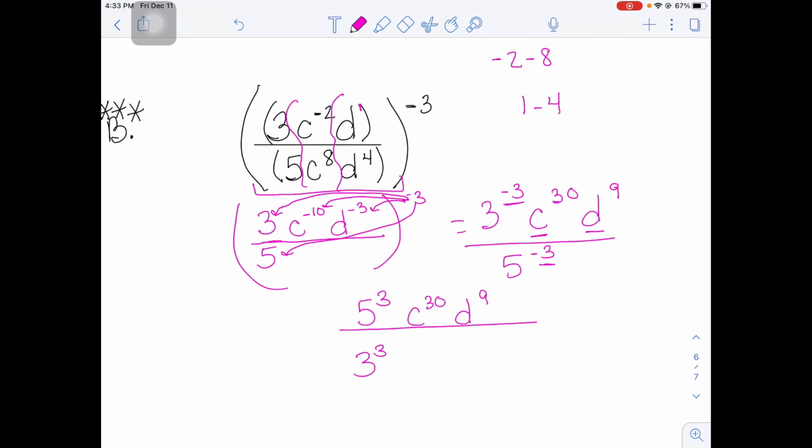Now we would need to simplify further. 5 to the 3rd power is 125. C to the 30 and D to the 9 get to stay, and 3 to the 3rd power is 27. Now, if these numbers could be reduced down further, either by fraction form or by just to an integer, then you would do so.